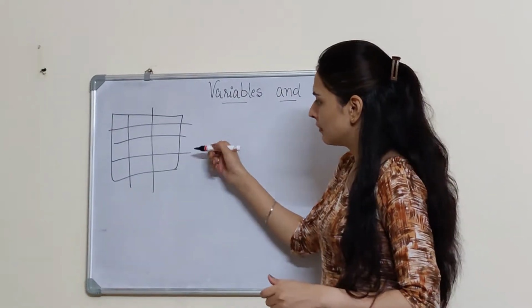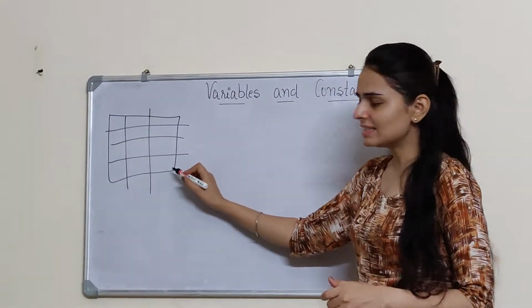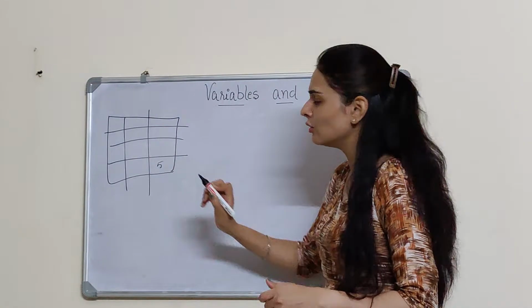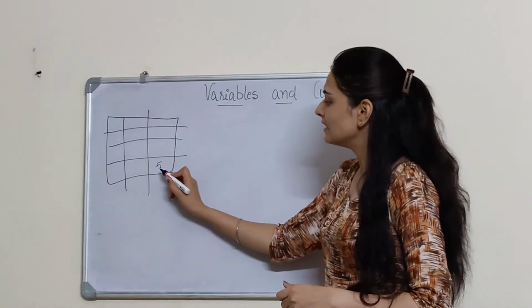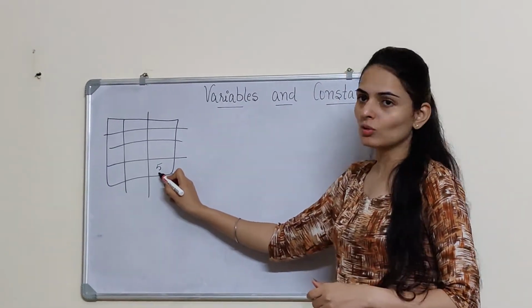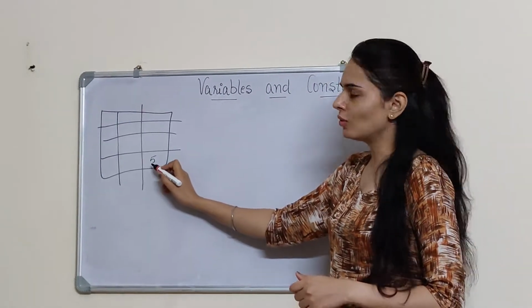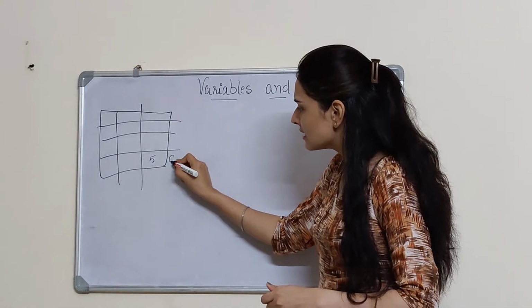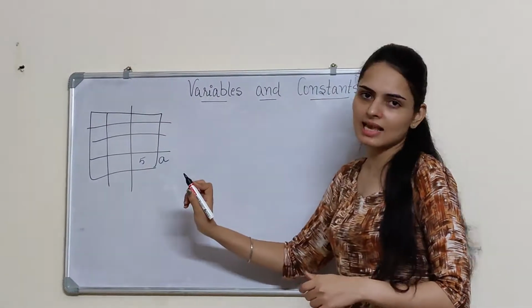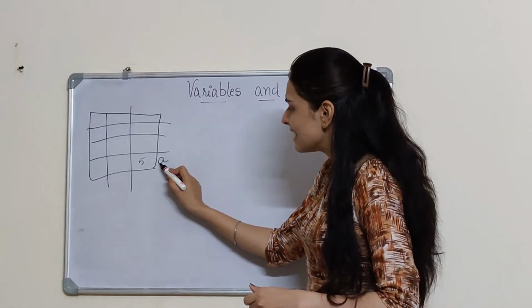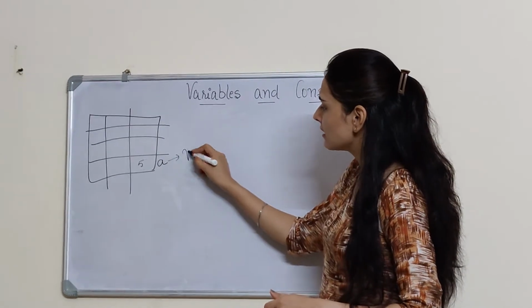Now we store the values in these cells. Say suppose I store value 5 over here. Now I need to access this value. For easy access of that value within that particular location, we name these cells. Now this naming of cell is known as variable.